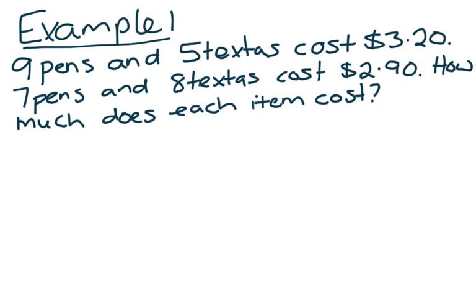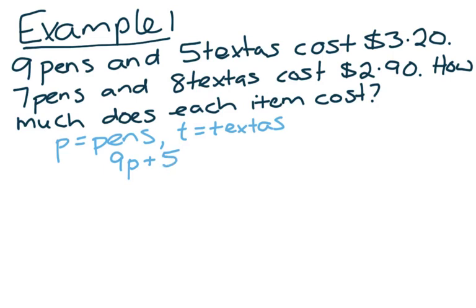First step, define our variables. So P is going to be pens and T is going to be texters. Then we write our equation. So it says this first sentence is the first equation. 9 pens plus 5 texters equals $3.20. Then we've got the second sentence, which is the second equation. 7 pens plus 8 texters equals $2.90.